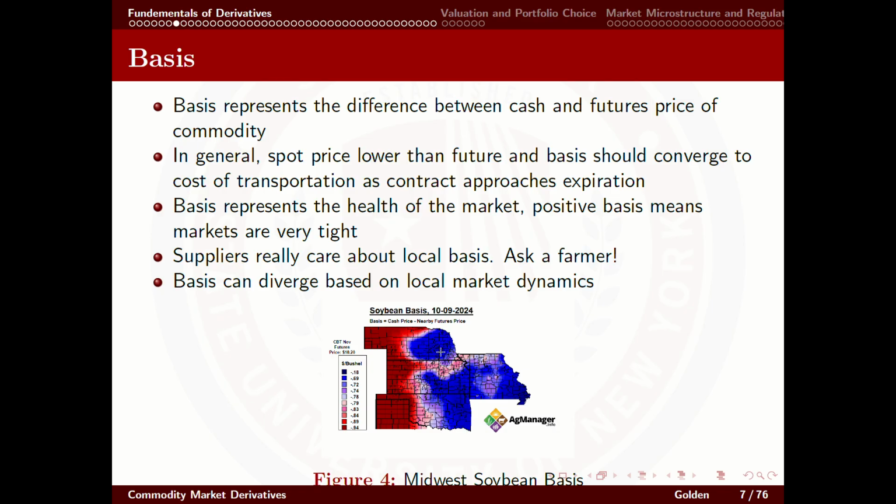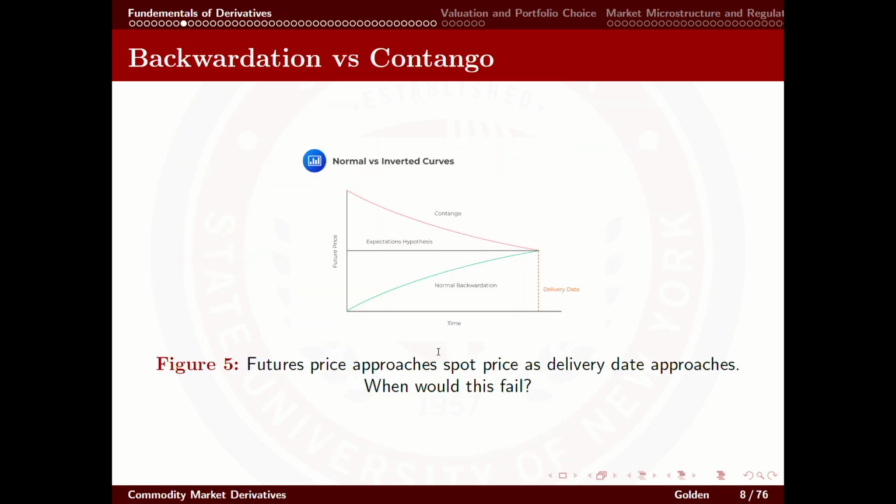Basis represents the health of the market. A positive basis means that markets are very tight and people are paying a premium to get physical delivery of the commodity right now. Suppliers really care about local basis. If you ask a farmer in the Midwest about basis, they'll say that it very much matters to them, particularly soybean and corn basis. And basis converges based on local market dynamics.